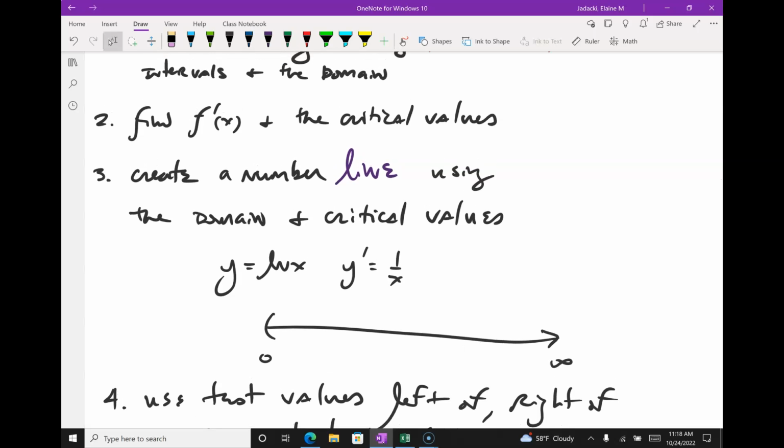By the way, what are the critical values? When f prime of x equals 0, that means numerator equals 0. And when f prime of x does not exist, that means denominator is 0.